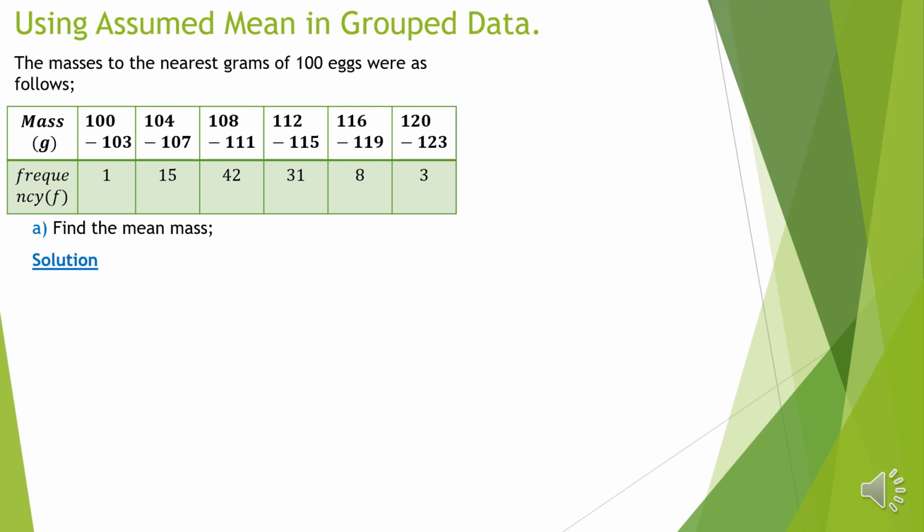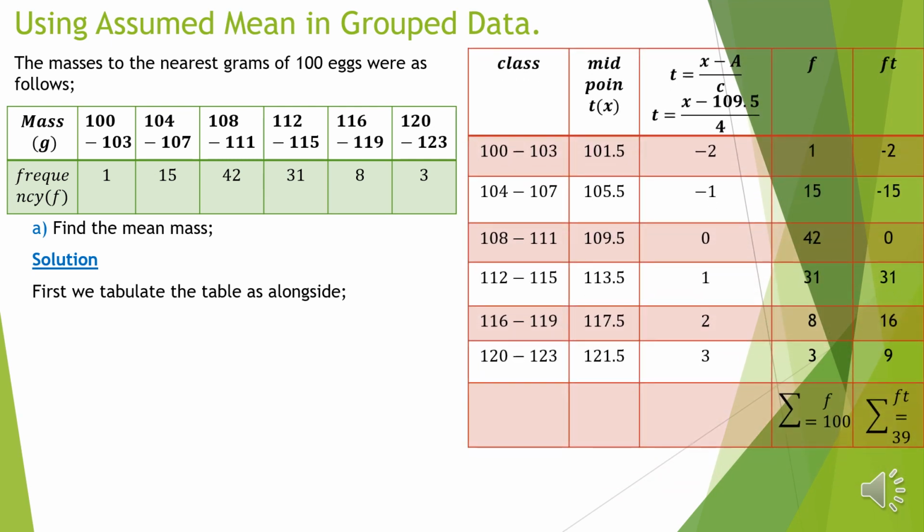Now, first of all, we are going to tabulate the table, and the table that you're going to tabulate is provided alongside. You can see that in the first column, we are going to have classes. The second one is the midpoint, which you're going to label as X. And then the other one, you're going to introduce our assumed mean here. Remember, for this case, you're going to take the midpoint X minus the assumed mean and then divide by a constant C. This constant C, we are going to take as the class interval.